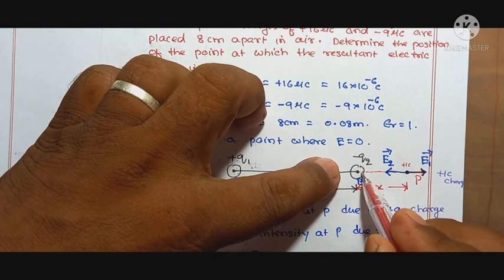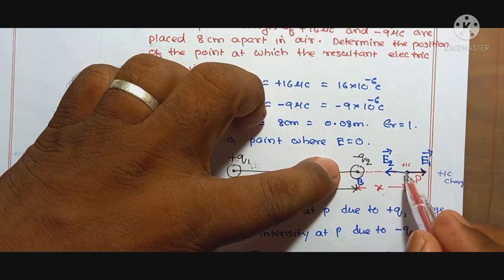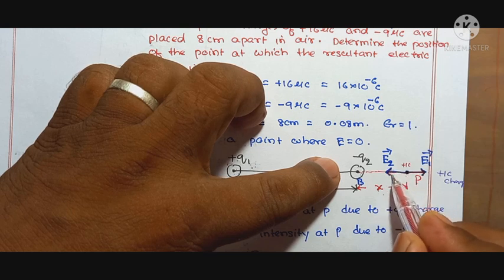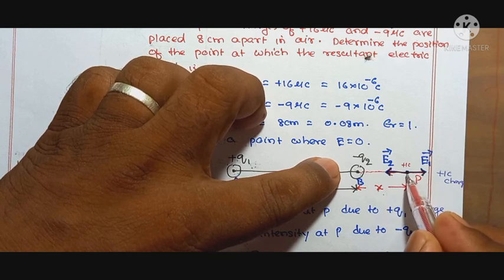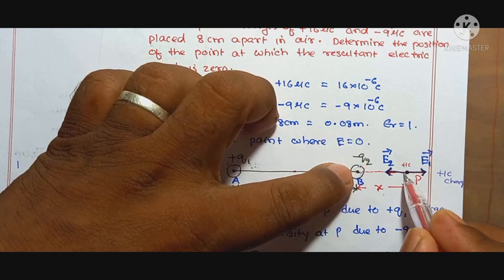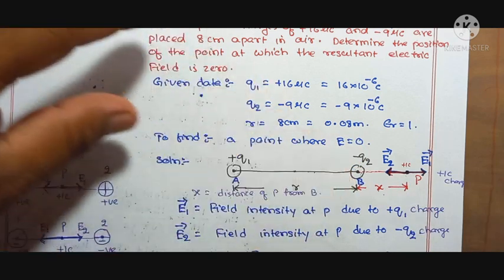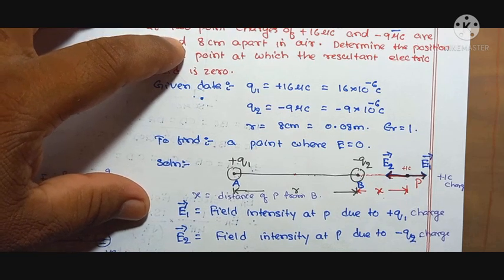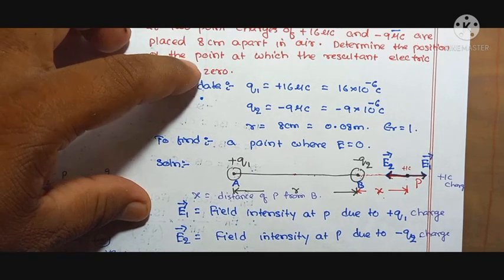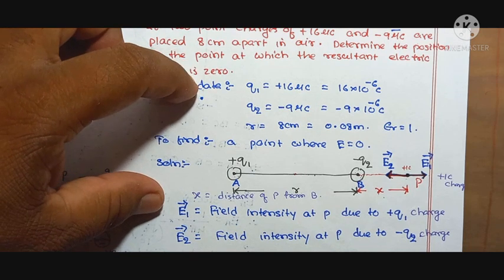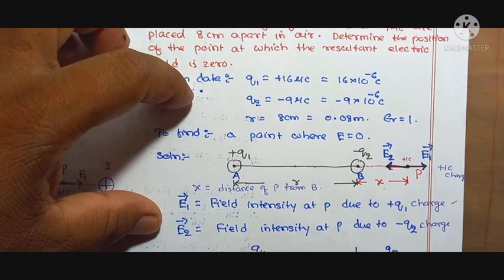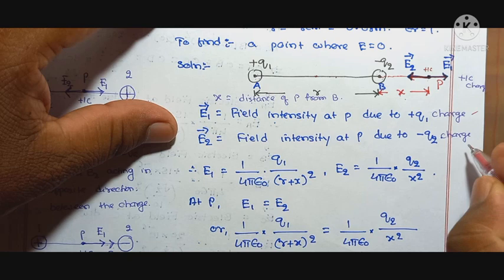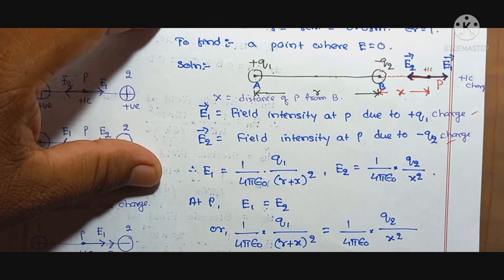Now this is the negative charge, and electric field due to this negative charge, here the plus 1 coulomb charge will move towards this charge. So electric field in direction will be for this charge is towards this charge. Okay, so this E2 electric field intensity from right to left side. E1 is the field intensity at P due to Q1 charge. E2 is the field intensity at P due to minus Q2 charge.